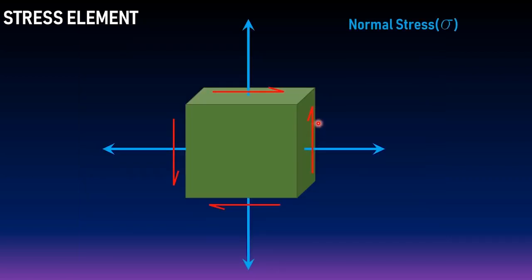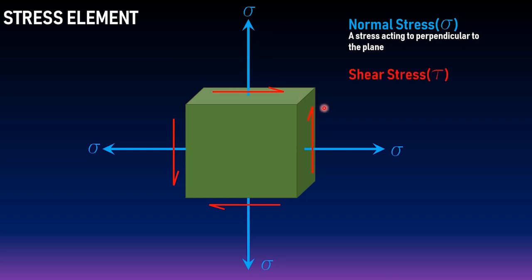What are the things that you can see in the stress element? In the stress element, you can see normal stresses. These are the type of stress that is acting perpendicular to the plane. And of course, shear stresses are the stresses acting parallel to the planes.